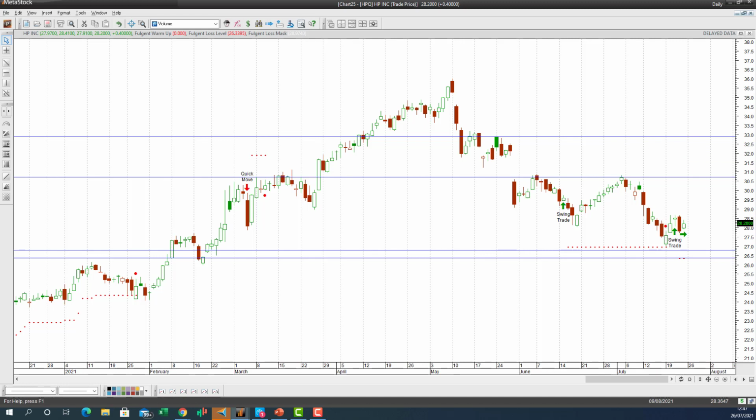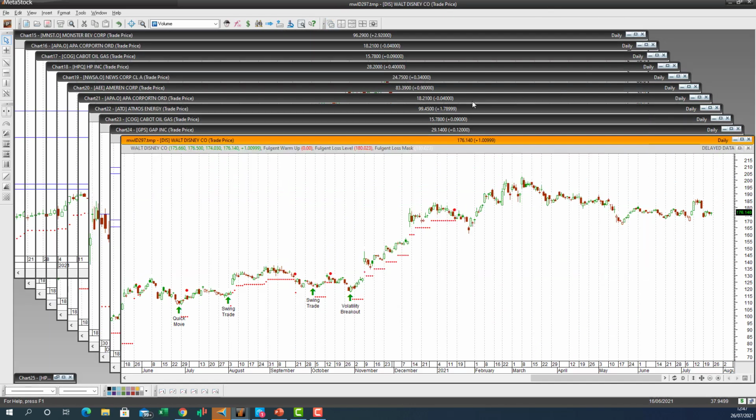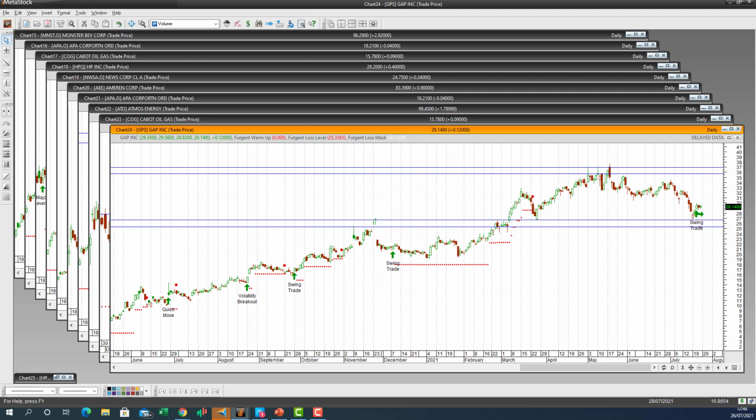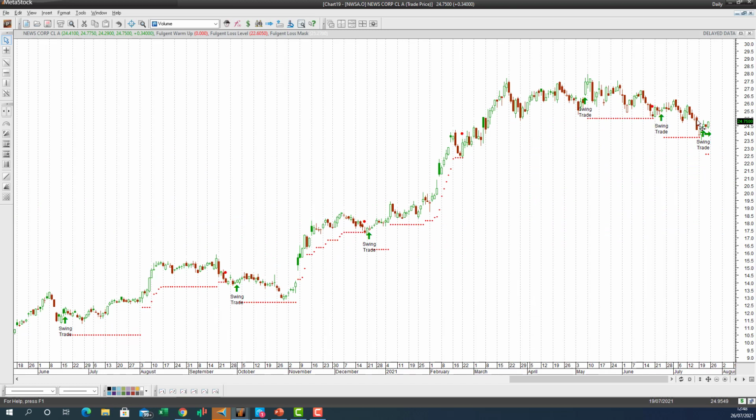News Corp in a long. I'll go back. I think I already have it loaded. Where is it? Monster Beverages. There we go. News Corp. So there's a swing trade. The last couple of swing trades, quick moves. You have to be pretty quick with this one.